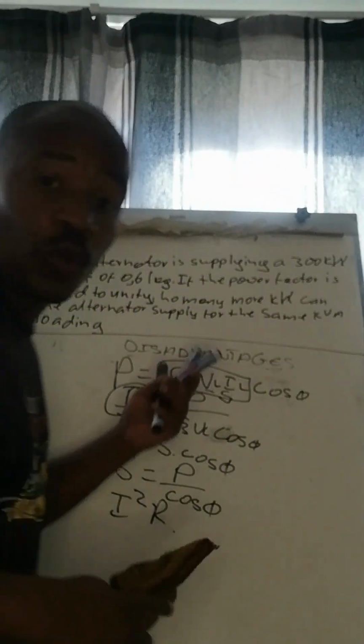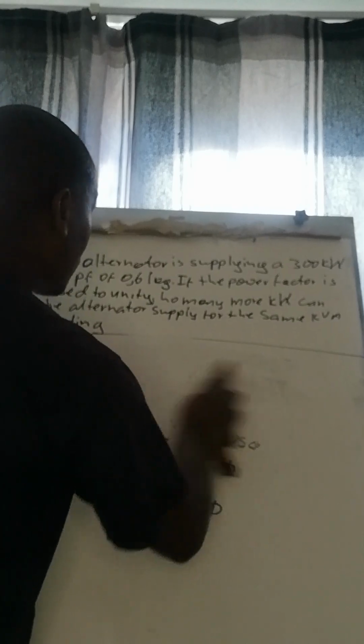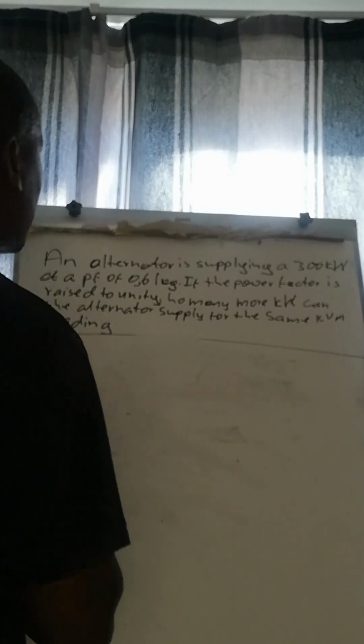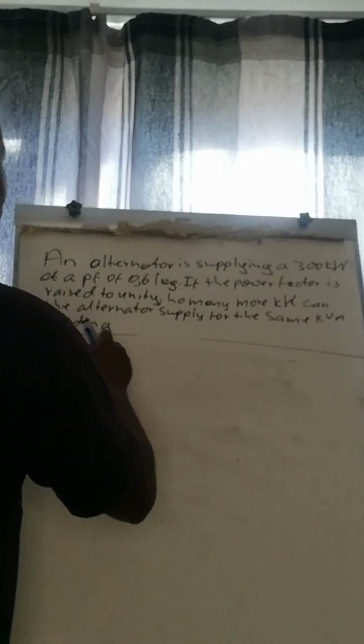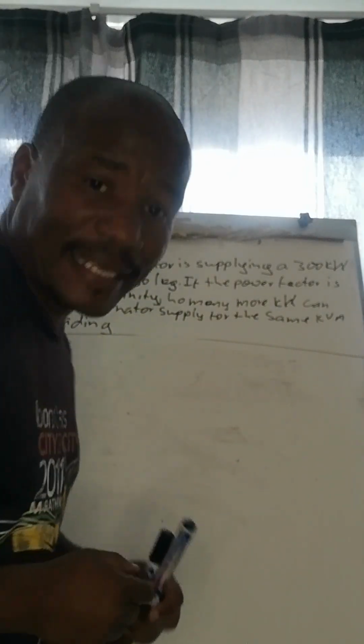But now let's go to my brother's, Mr. Straker's problem here. He said an alternator is supplying 300 kilowatts at a power factor of 0.6 lagging.